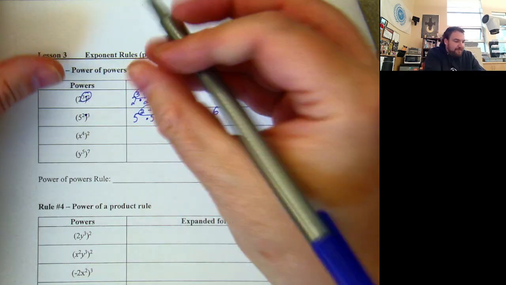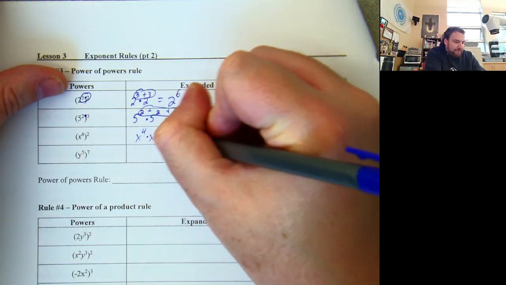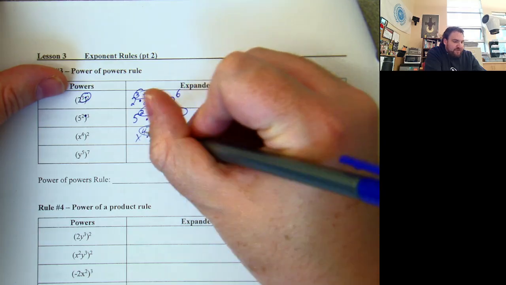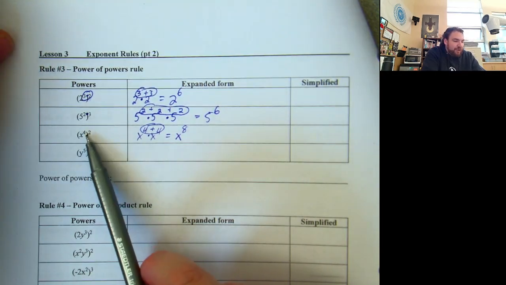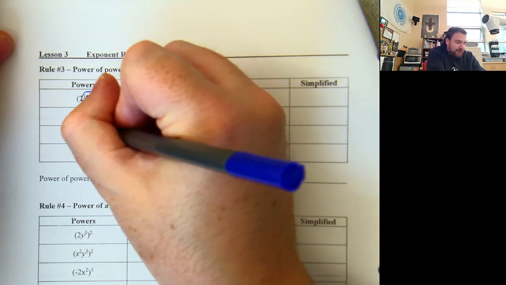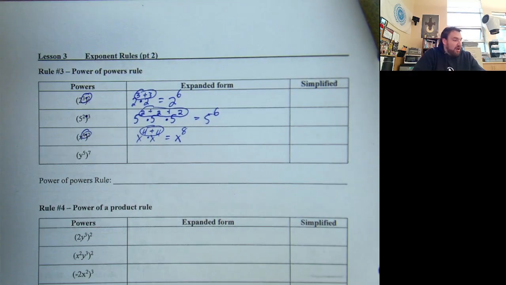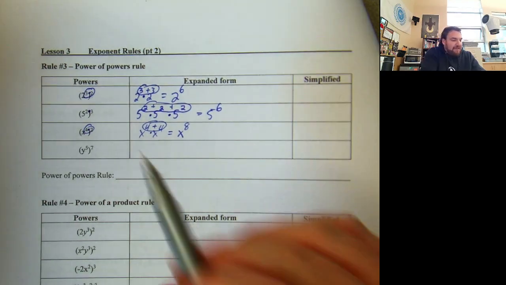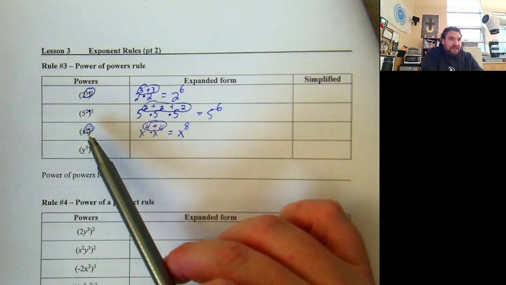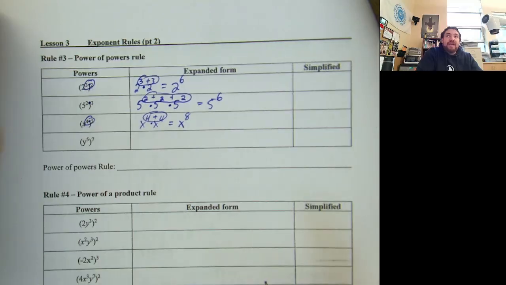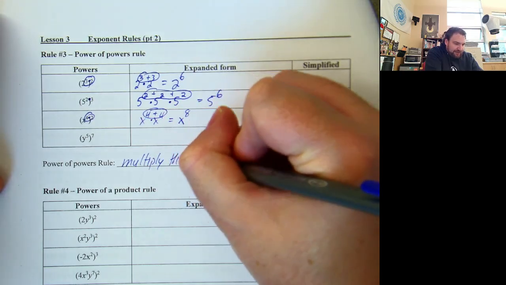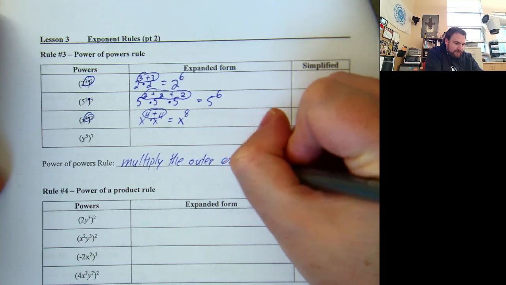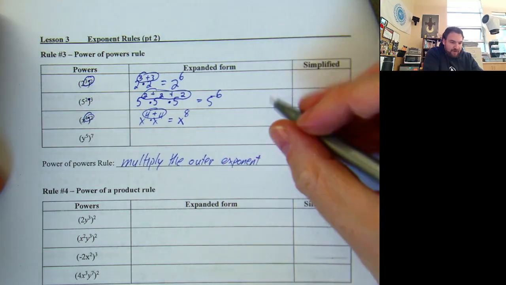So x to the 4 squared. That's going to be x to the 4 times x to the 4. Same base. Add those exponents. What's 4 plus 4? 8. But look. What could I have done here? I could have multiplied the 2 and the 4. I would have got the same result. So this is the law. When you have something to an exponent, and then outside the brackets you've got another exponent, a way to reduce this is to multiply the outer exponent with the inner.